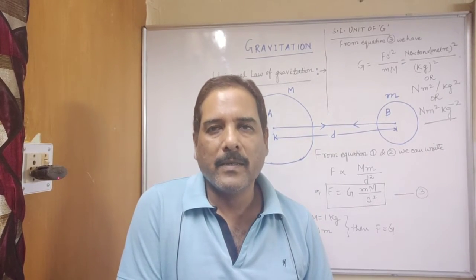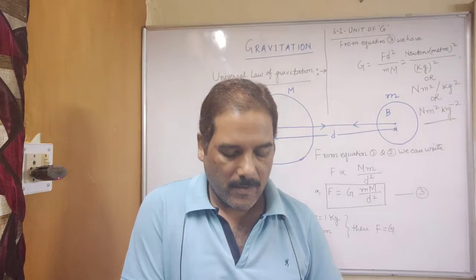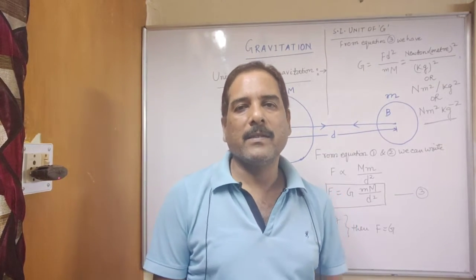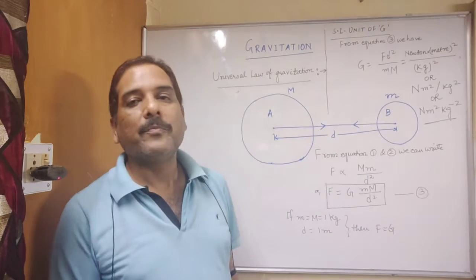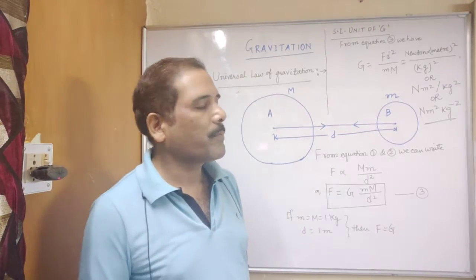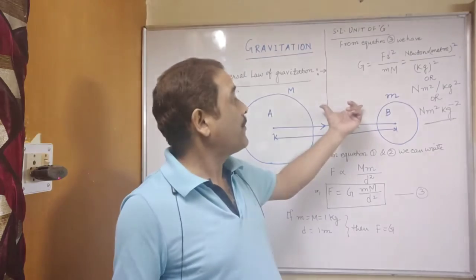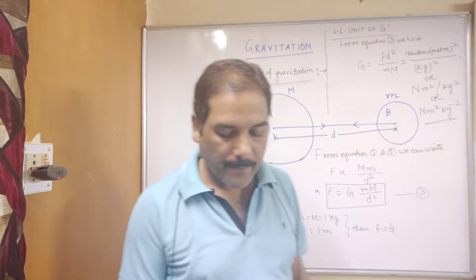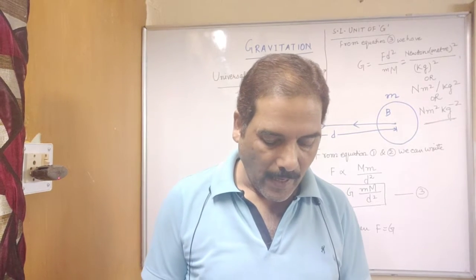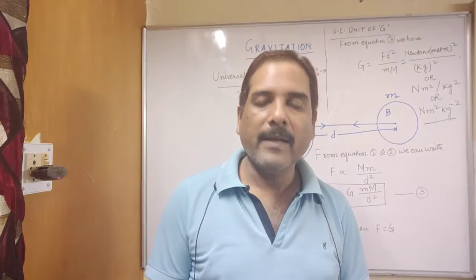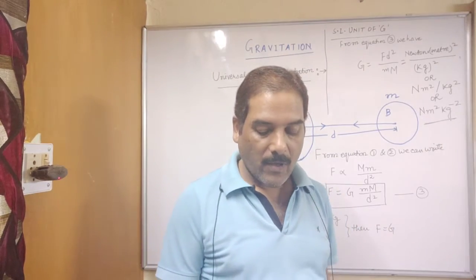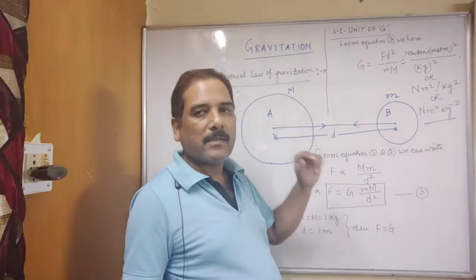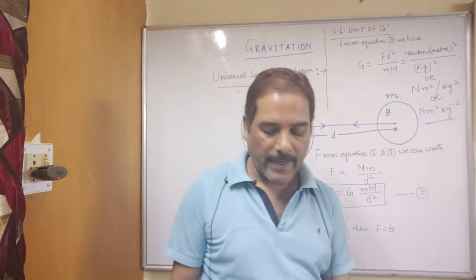Now I have given a dictation. So the universal law of gravitation states that the force of attraction between two masses is directly proportional to product of their masses and inversely proportional to square of the distance between them. And the force is along the line joining the center of two objects. So that you have to write.